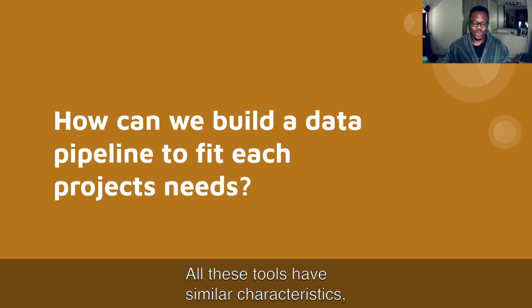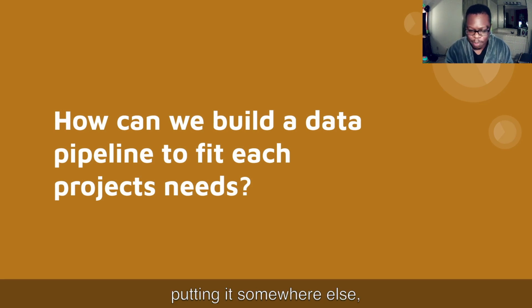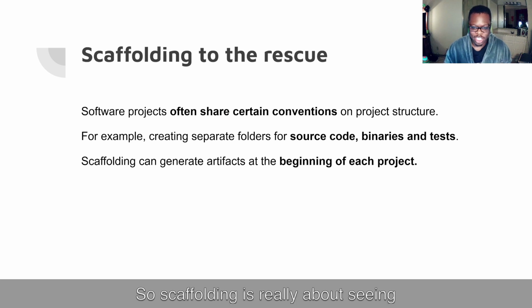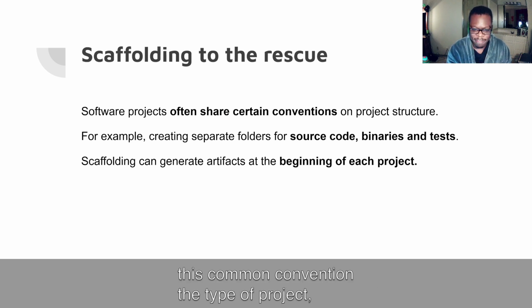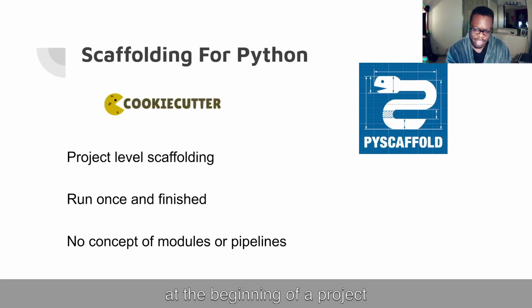All these tools have similar characteristics. Maybe they're extracting data, they're pointing to data, putting it somewhere else. But each data pipeline is going to fit a project differently. So I like to think of how we can scaffold an environment that allows us to build modular data pipelines. Scaffolding is really about seeing the common conventions of a type of project: where source code is, binary, test. But scaffolding is usually run at the beginning of a project.